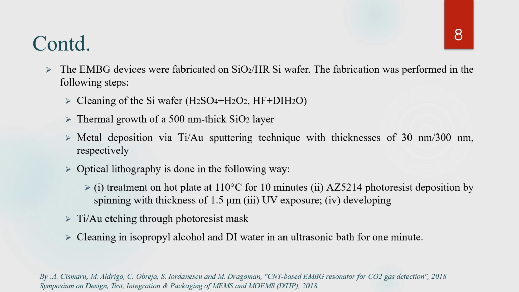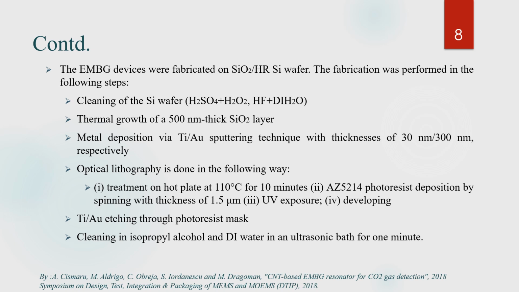Moving on to the fabrication part of the device, the EMBG device was fabricated on a silicon dioxide high resistivity silicon wafer, and the steps performed in the fabrication process are listed below. Cleaning of the silicon wafer, thermal growth of a 500 nanometer thick silicon dioxide layer, metal deposition via the sputtering technique with thicknesses of 30 nanometers and 300 nanometers respectively.